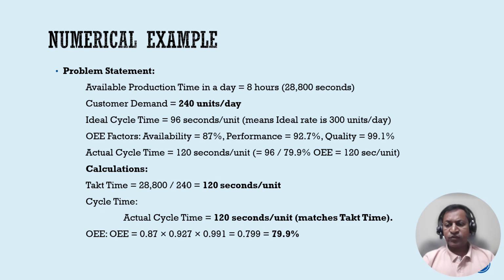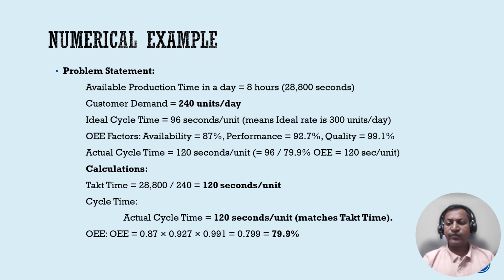Then ideal cycle time is equal to 96 seconds per unit. The ideal output rate is calculated by available production time divided by ideal cycle time, which is equal to 28,800 divided by 96, equal to 300 units per day. 300 units per day is the ideal output rate, which is more than customer demand.